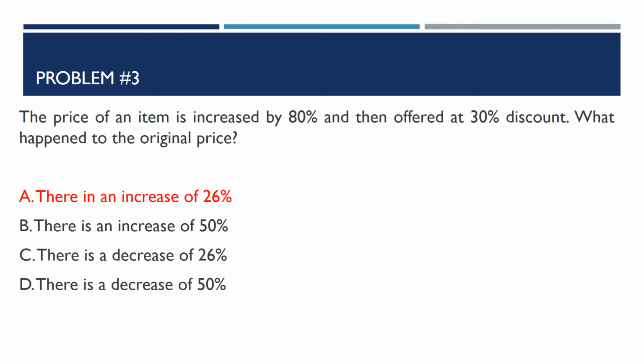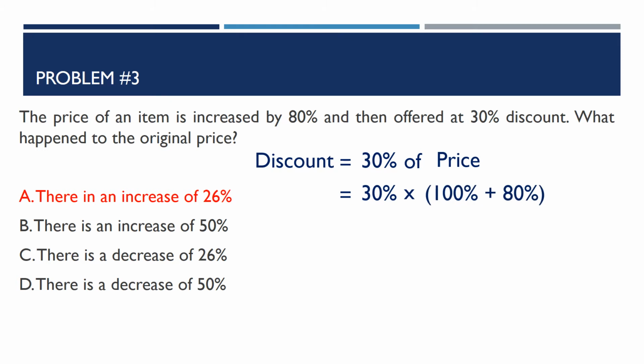So let's solve this. Let's identify the discount first. So the discount is, based on the given, it's 30% of the price. So how much is the price? It's not given. And so it's 30% of the 100% plus 80%. That's the price. It's given that it increased by 80%. So whatever is the price, that's the 100% plus 80% of that. So basically it's gonna be 180%. That's the new price. So whatever is the real price times 180%.